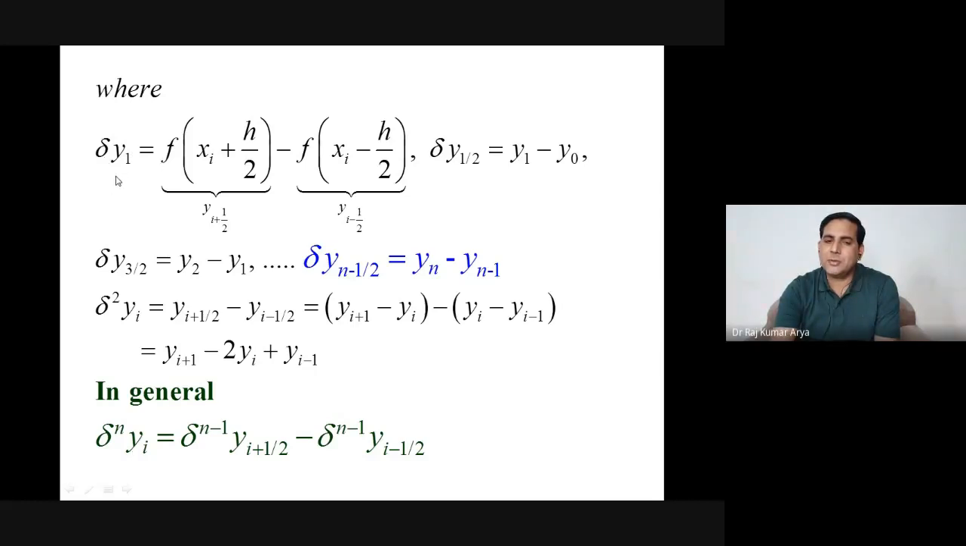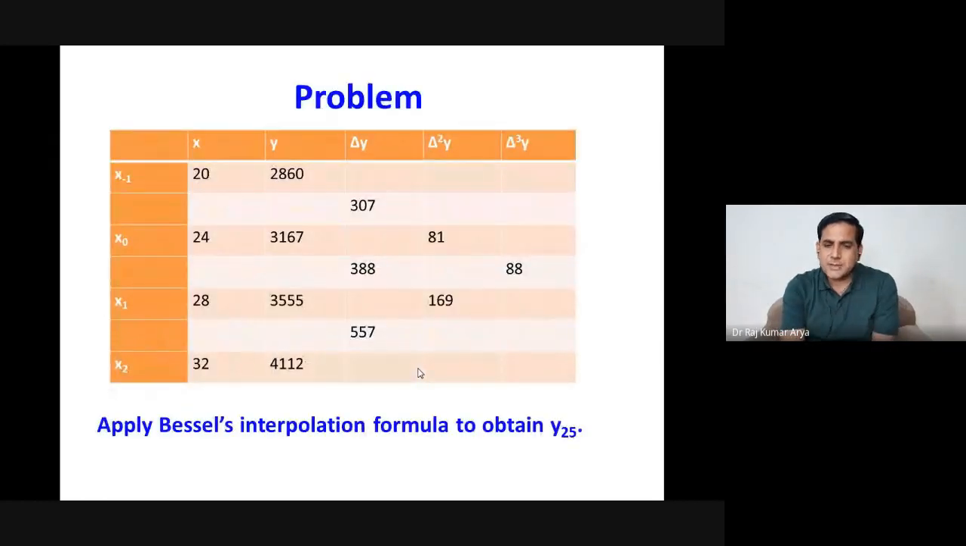If you put n equal to 1 and i equal to 1, you would be in the first formula here. If you put n equal to 2, you would be here actually. Fine. So that way you can calculate all your central differences. So this is the problem from here. I hope you can understand how to apply Bessel's interpolation formula.